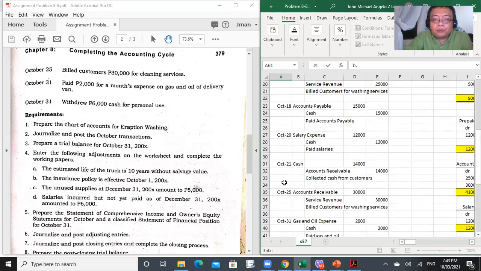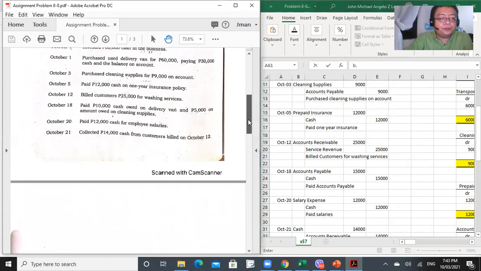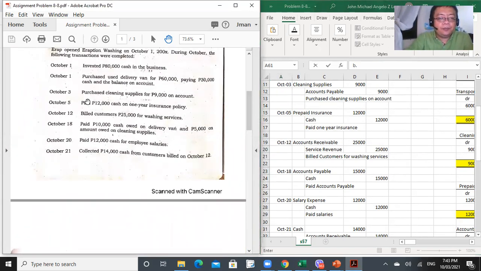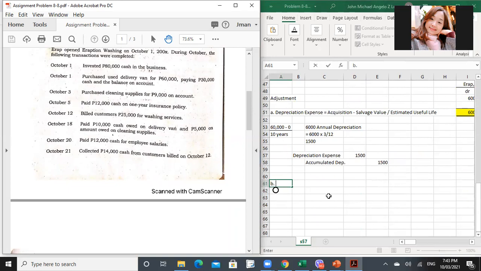Let's assume that this is October 1. We have a prepaid insurance of 12,000, and the insurance policy is effective October 1. As you notice, it is a 1 year policy. So how much would be your monthly amortization? 12,000 divided by 12.